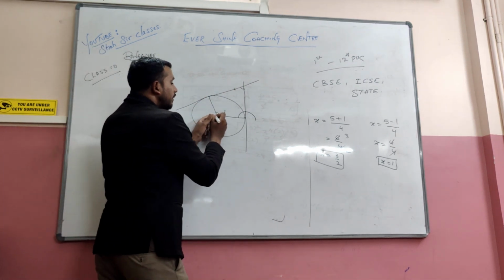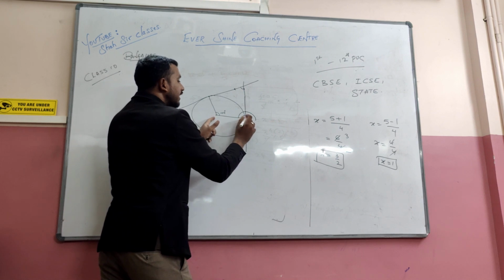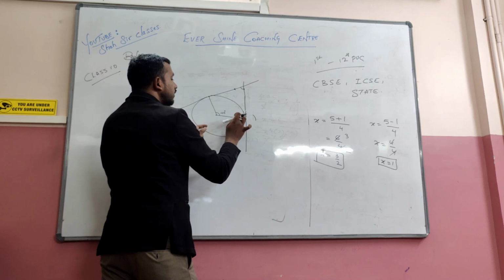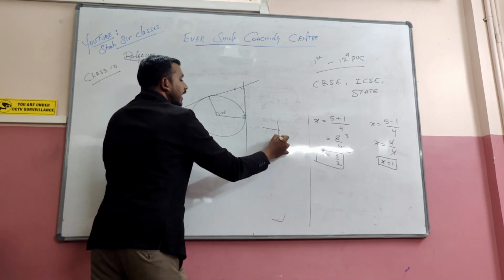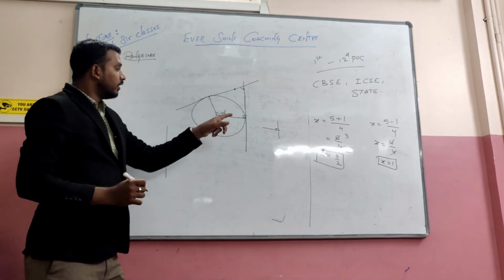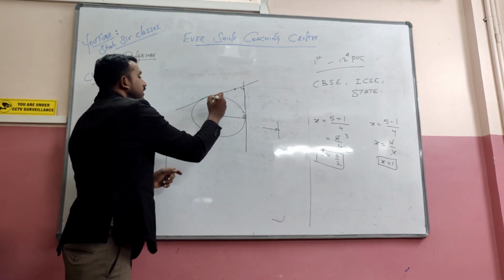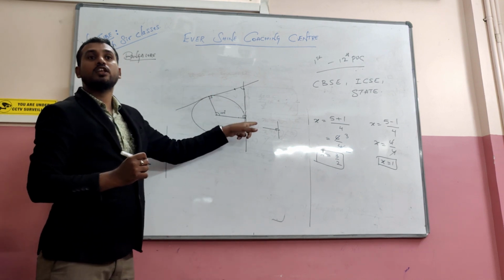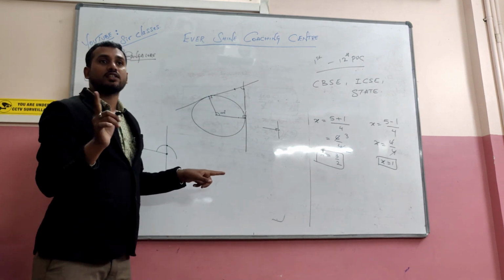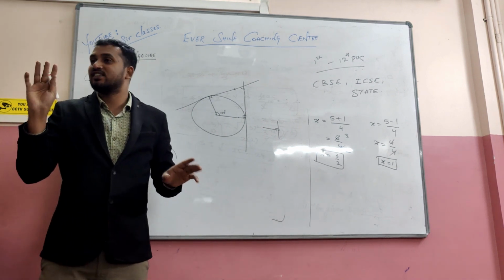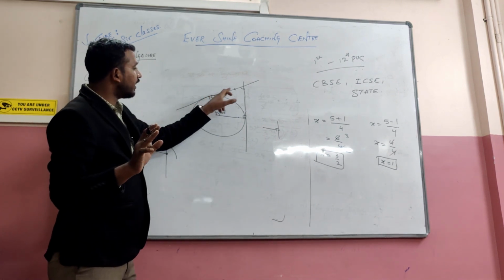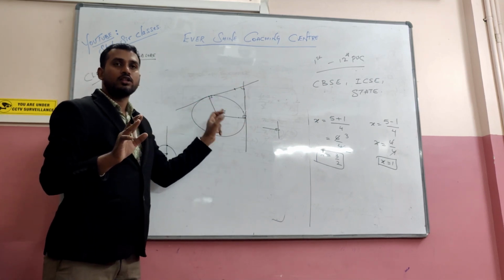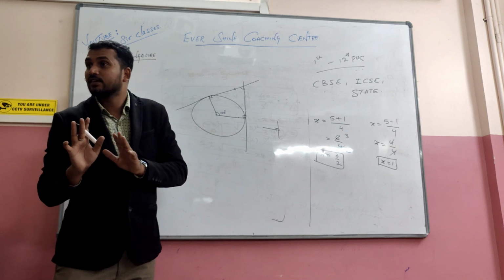We know that the angle between the radius and tangent is 90 degree, isn't it? Yes or no? The angle between the radius and tangent is always 90 degree. This is 90, then this is also 90. This is 90, this is 90. We know that the sum of the four angles of a quadrilateral is 360. This angle, this angle, this angle, this angle: if you add all four, that should be equal to 360 degree.